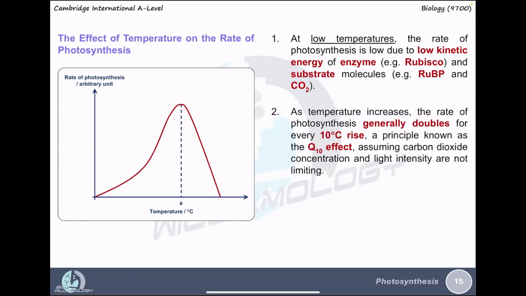As the temperature increases, the rate of photosynthesis generally doubles for every 10 degrees Celsius increase. This is a principle known as the Q10 effect. So the Q10 effect states that for every 10 degrees Celsius increase in temperature, the rate of reaction will generally double, when the temperature is below the optimum temperature.